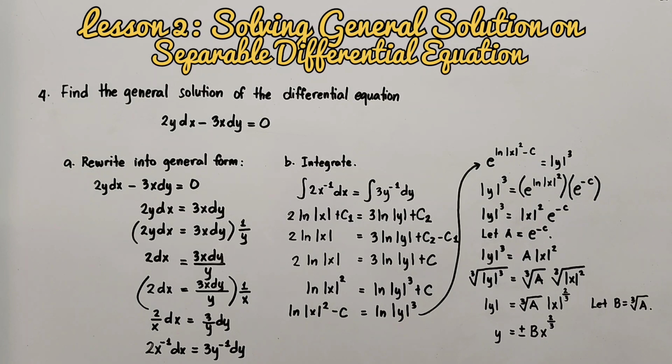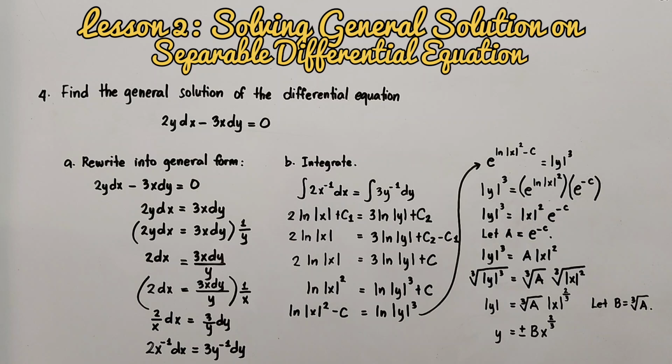Next, we will extract the cube root of both sides of the equation. So we have the cube root of the absolute value of y cubed equals the cube root of a and the cube root of the absolute value of x squared. The cube root of absolute value of y cubed is absolute value of y. Copy cube root of a, and rewriting cube root of absolute value of x squared into exponential form is absolute value of x power 2/3. Since a is any real number, then we will let another variable b equals the cube root of a.